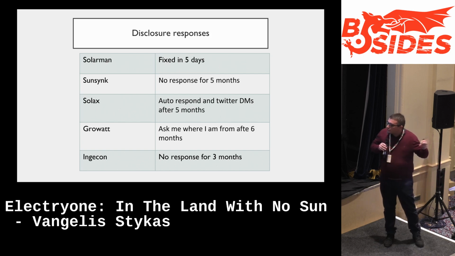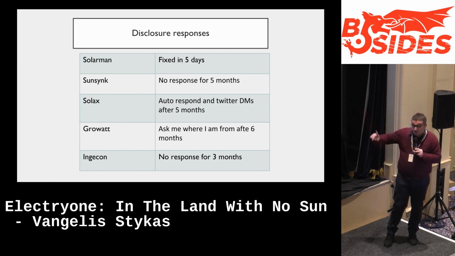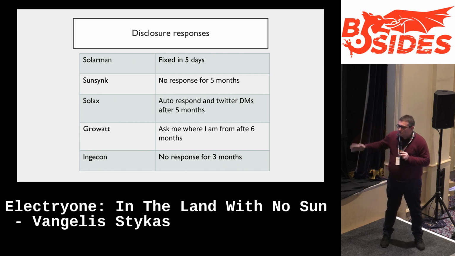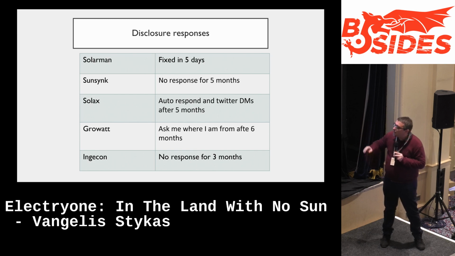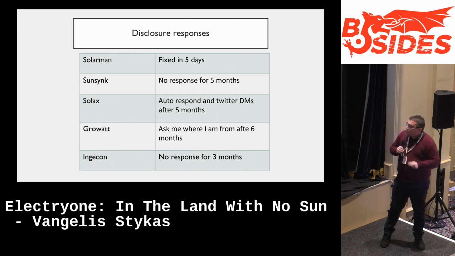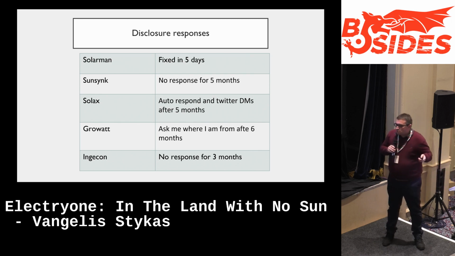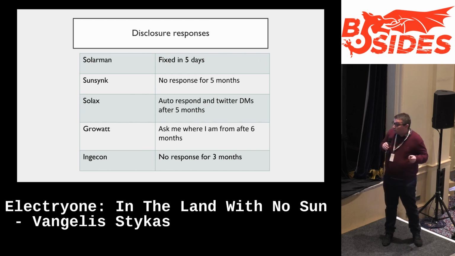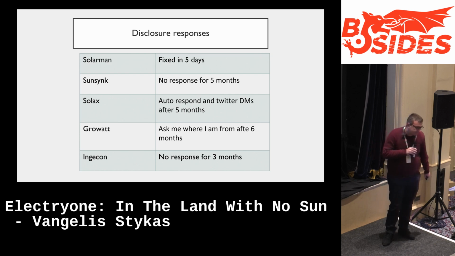The disclosure responses. SolarMan, who is an A+, they responded, they fixed it in 5 days, they checked it out, we're going to see what else they did. SunSync, they had no response for 5 months. Solax gave me an auto-respond and responded on my Twitter DMs. That's a win for me after 5 months. Growatt asked me where I'm from after 6 months, and Injecon didn't respond at all.